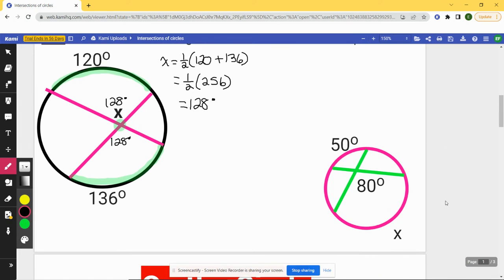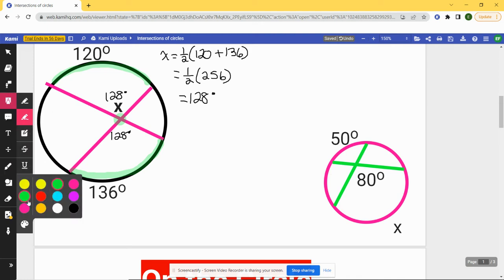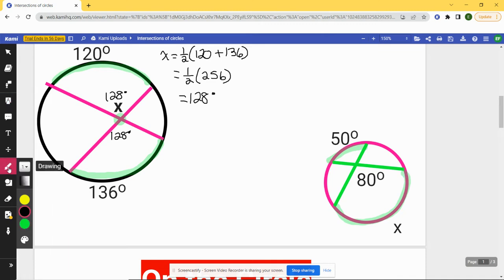If we look at our second example, it's the same idea, it's the same concept, but now if we're looking at the intercepted arcs, we technically only know one of them. We know this intercepted arc at 50, and we're being asked to find this intercepted arc named X down here. But we are given the interior angle measure. So if we keep that exact same idea true, then our interior angle is equal to half of the 50 plus the X, the intercepted arcs added together.